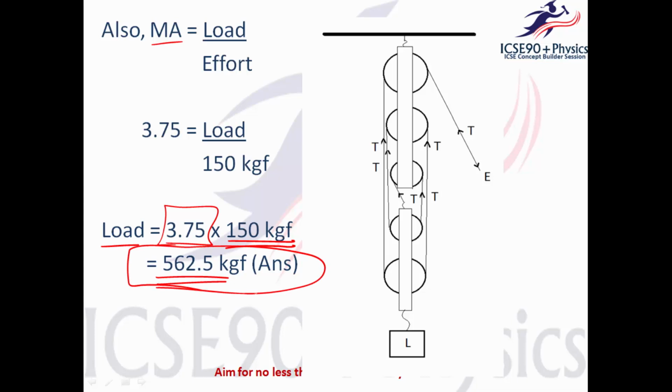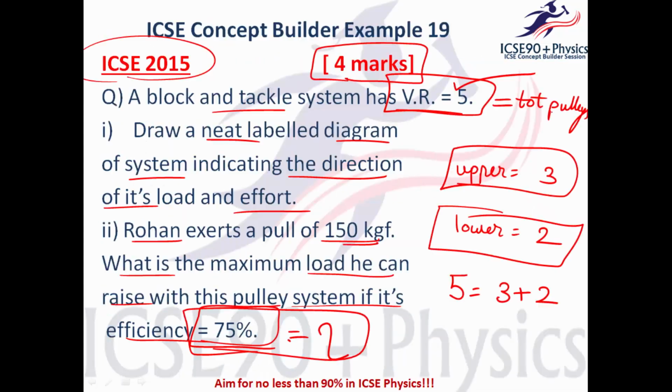So you see, this is an advantage of having a combination of pulleys. By simply applying an effort of 150 kgf, a boy can lift up a load as high as 562.5 kgf. So this is a very big advantage of using a block and tackle system of pulleys. This question was asked in ICSE 2015 for 4 marks. So it is very easy and very scoring. Just remember how you need to break up the velocity ratio into the number of pulleys in the upper and the lower block each.